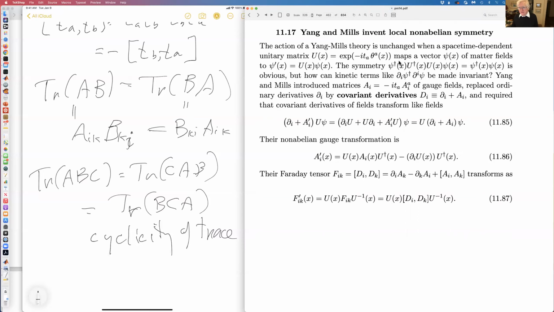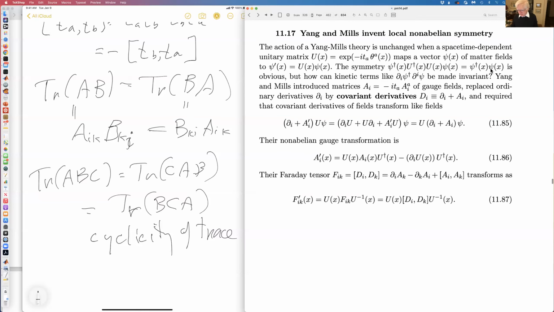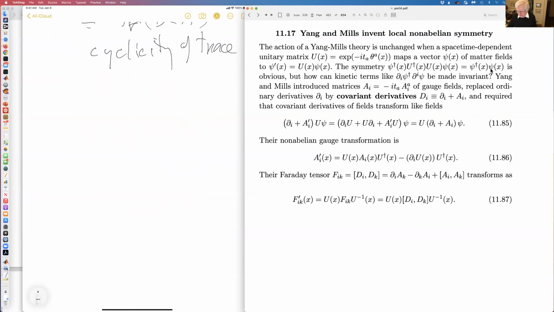Now, for things like psi dagger psi, psi is a vector of matter fields. In other words, psi might equal, for example, neutrino, electron, or psi might equal up quark red, up quark green, up quark blue. So that's what we're talking about.